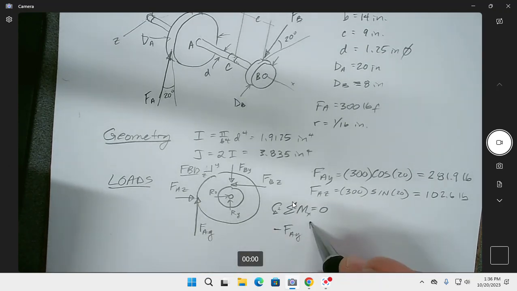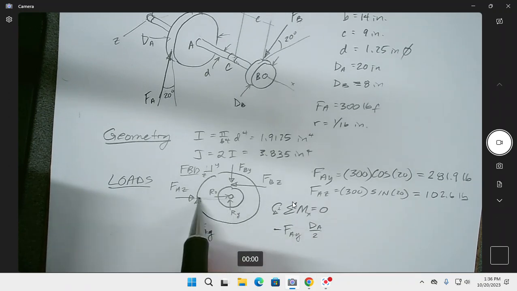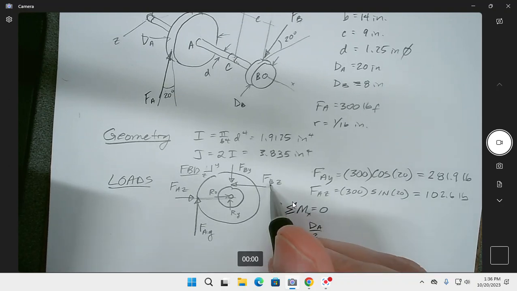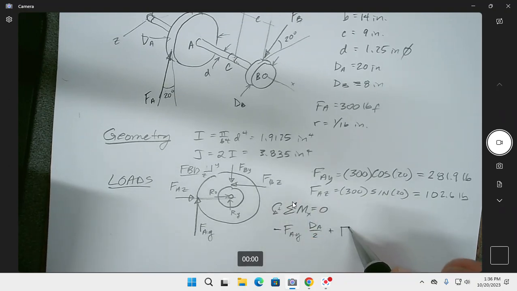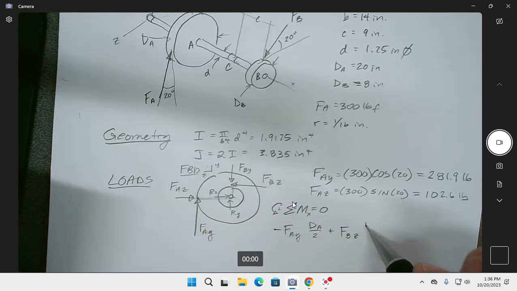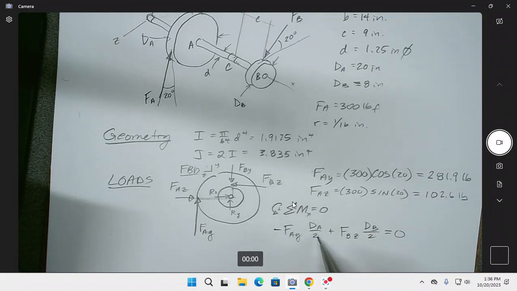So that's going to be times dA over 2. It's going to be the moment arm right here. It's passing here. And then this one is the one that we want to know. That's going to be positive FBZ. And that's the moment arm right there. It's going to be dB divided by 2. You can see actually you get rid of those 2's if you want to.